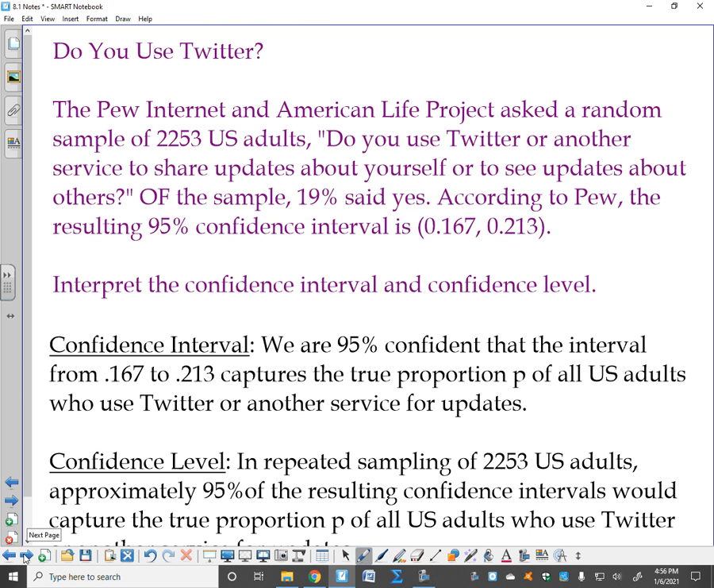All right, here we go. So I'm going to give you an example, and then we're going to read a sentence for the confidence level and the confidence interval.